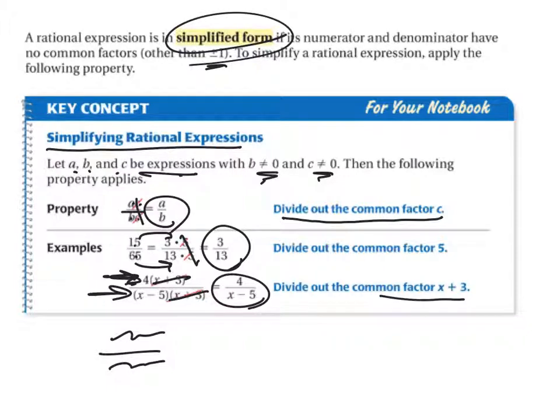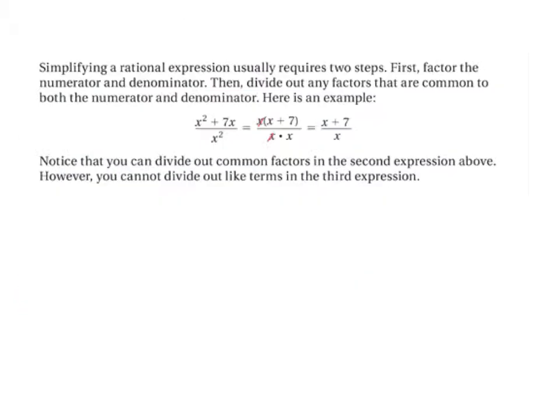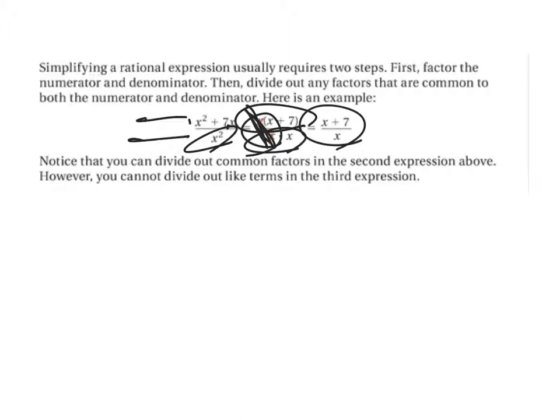Okay, this is simplified form if, when you look at your answers, there's no other way to simplify it. Also, continuing on, simplifying a rational expression usually requires 2 steps. First, factor the numerator and the denominator. Then divide out any factors that are common to both numerator and denominator. Here's the example. I have x squared plus 7x. I factor that out into x times x plus 7. I can cancel out the x's, and I'm left with x plus 7 over x.